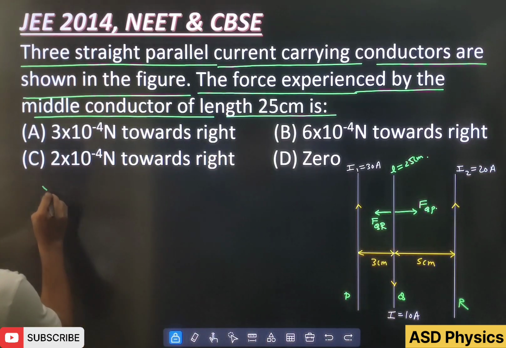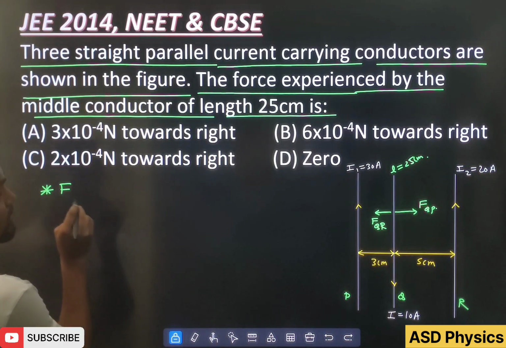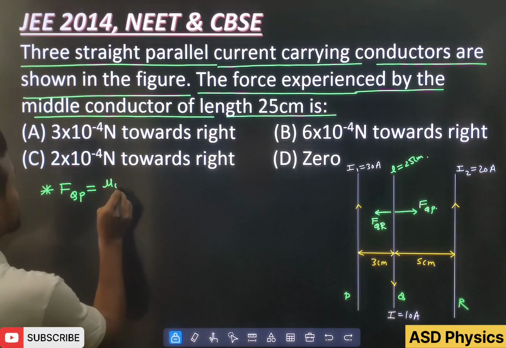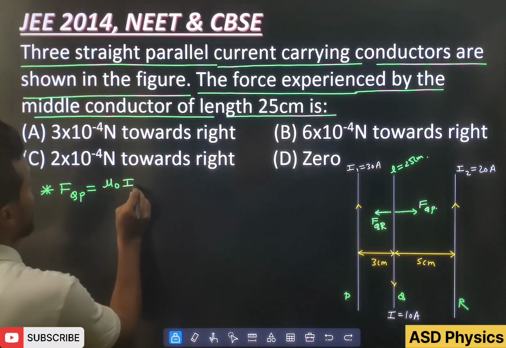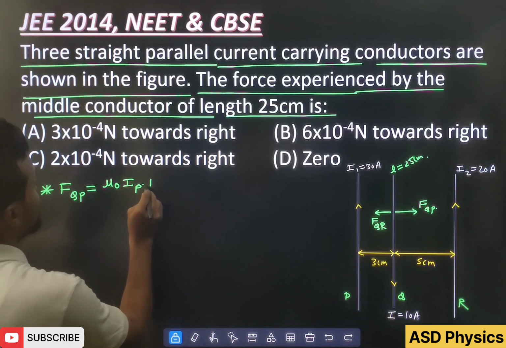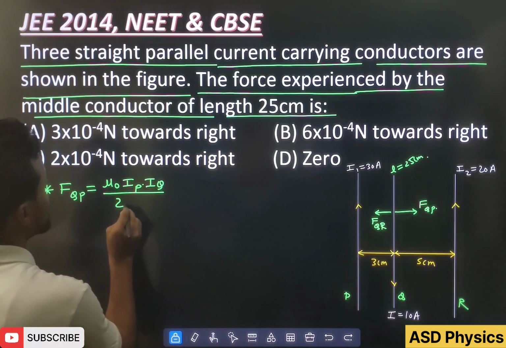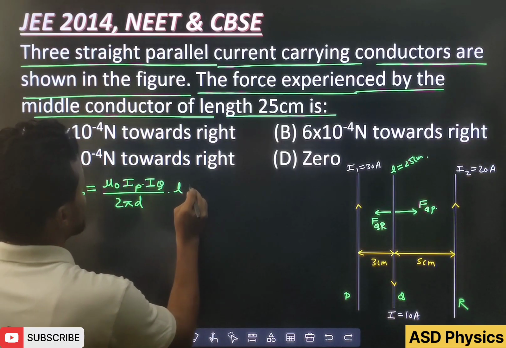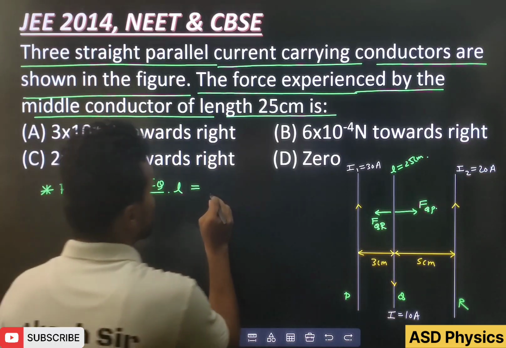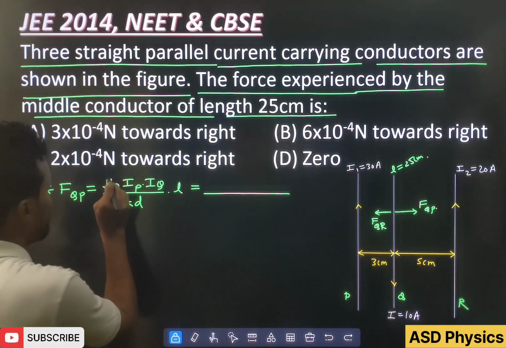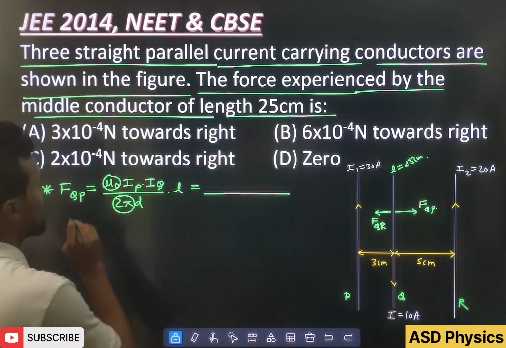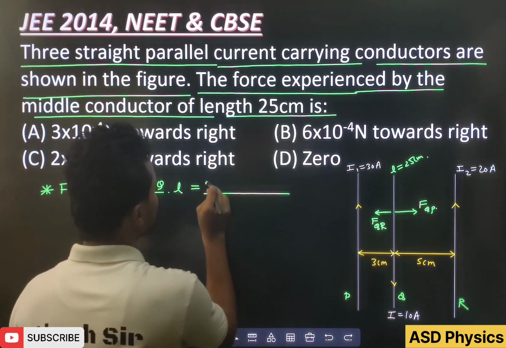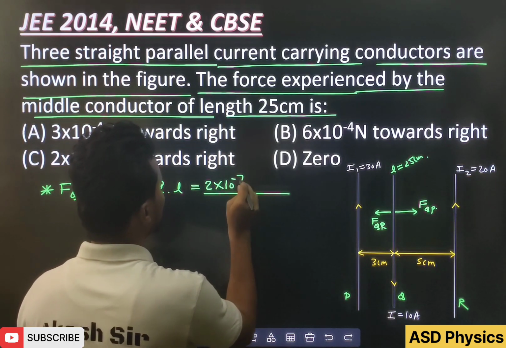Okay, so let's see one by one. If I calculate the force FQP, what will this become? Kindly see here, mu naught, and it will become current IP, IQ by distance between them, 2 pi d, into length. Remember that here, length. So again I'm telling you, mu naught by 2 pi value I'm writing directly because mu naught is 4 pi into 10 power minus 7. So 2 pi will divide, so it will come 2 into 10 to the power minus 7.